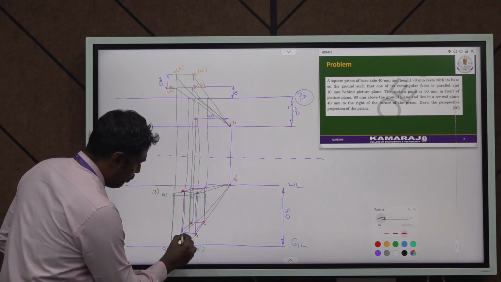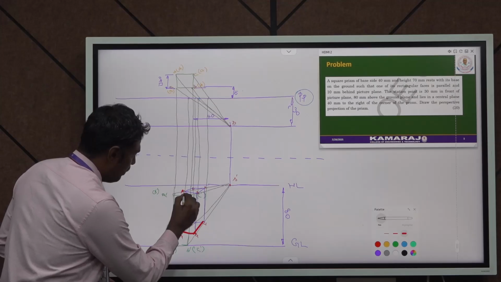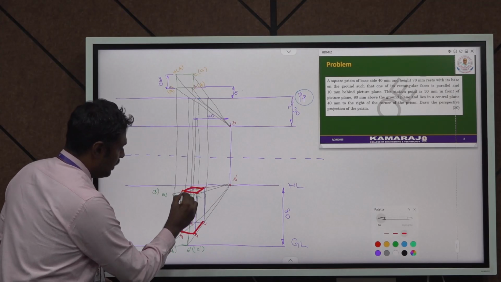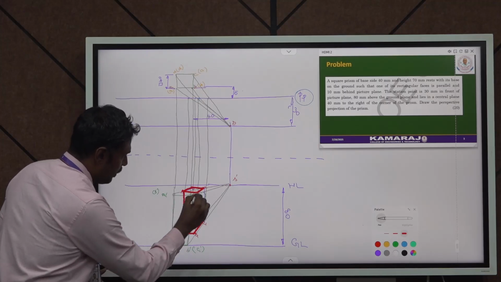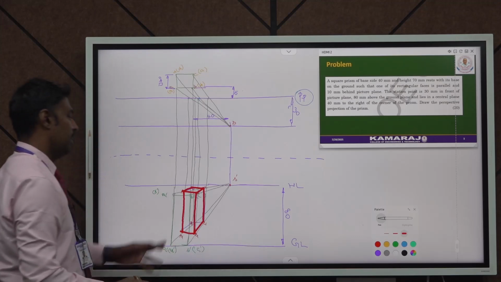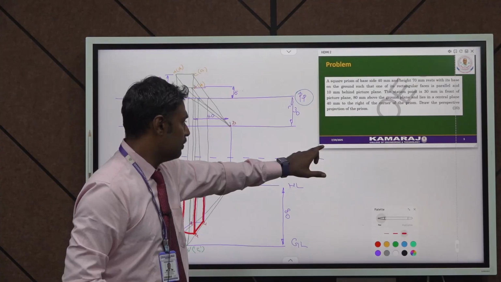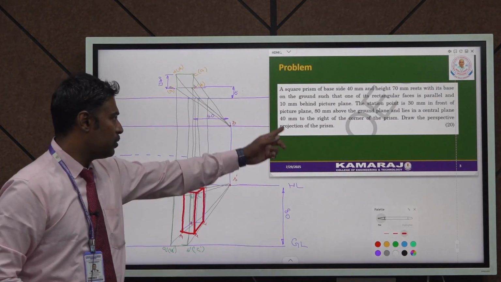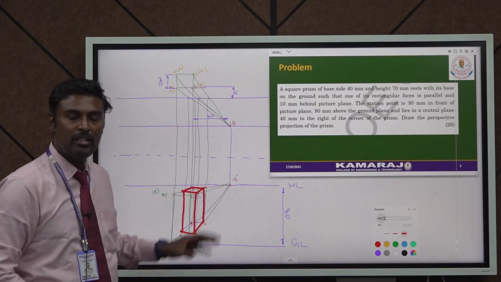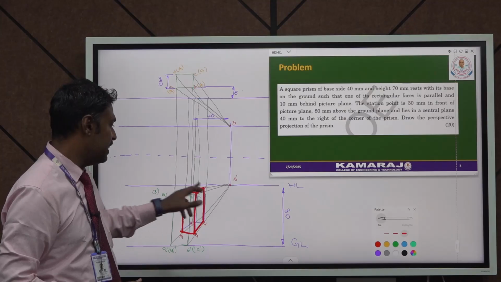So again A to B is interconnected, B to C is interconnected, and here on the top face you are able to see all the 4 faces, and here A1 is connected, B1 is connected and C1 is connected, and this is the final output of this particular drawing. So draw the perspective projection of the prism. This red color 3-dimensional view is the final outcome. So the base is A1, B1, C1, D1, and the top one is A, B, C, D.